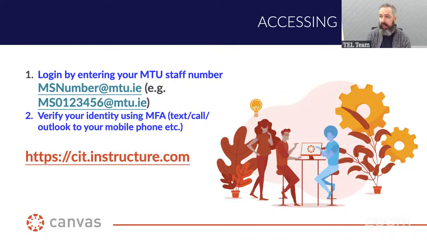So that first one is addressed by going to the URL citinstructure.com. That's the domain name for accessing Canvas. So I'd recommend you bookmark that on your computer. And then you log in by entering your MTU staff number. So that's the letters MS and then your number, 123456 at mtu.ie. And then MTU has single sign-on in place, and linked to that is a multi-factor authentication process. So typically, once you log in with your email address and your password, you'll be prompted via the Microsoft multi-factor authentication, either by a text or a call or a push notification to your mobile app, depending on what way you've set that up.